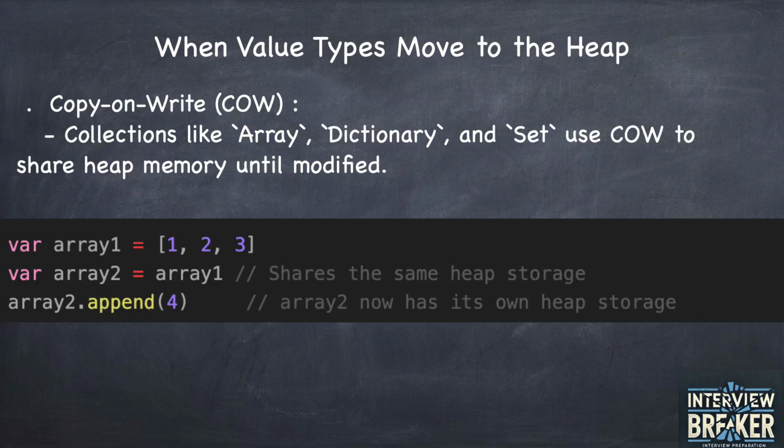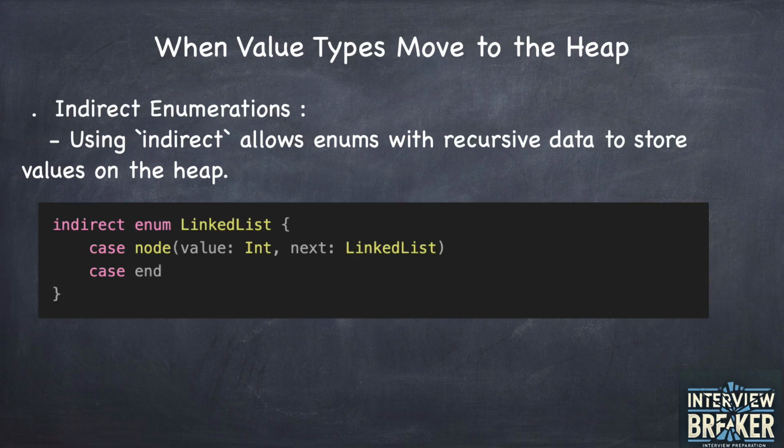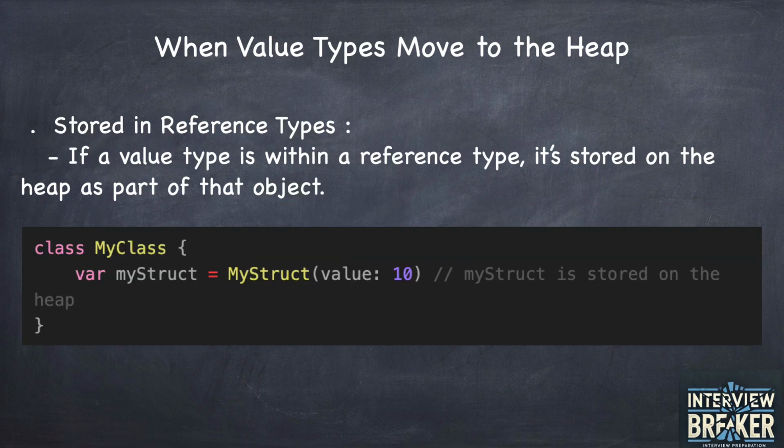Copy-on-write mechanism: Swift's standard library collections like Array, Dictionary, and Set are value types that use copy-on-write (COW) optimization. They share a single heap allocation until a mutation occurs. Indirect enumerations: enums declared with the indirect keyword store their associated values on the heap to support recursive data structures. Stored in reference types: if a value type is a property of a reference type, such as a class instance, it resides on the heap as part of the object's storage.